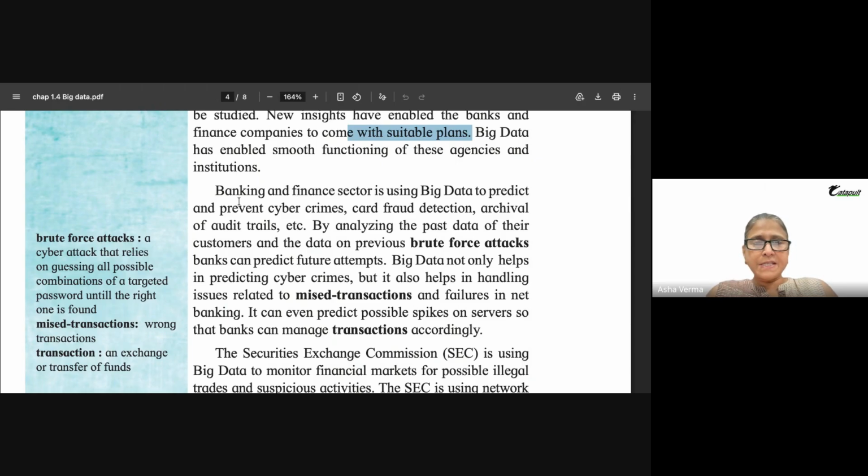Then this banking and finance sector also uses data to prevent cyber crimes, card fraud detection, audit trails. Now, there's something called brute force attacks. Brute force attacks is when a cyber attacker tries to guess your password, right? So when a company faces that, that data is used by banks to protect our data.